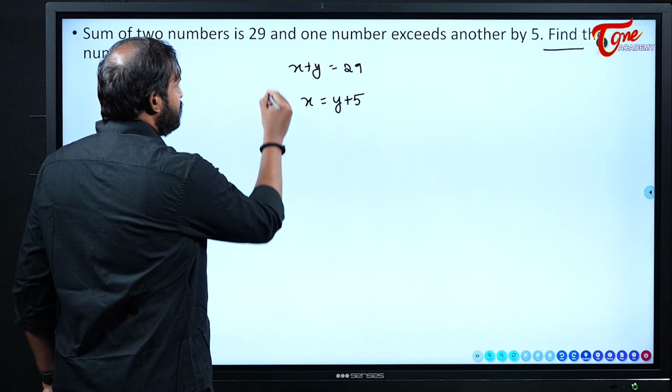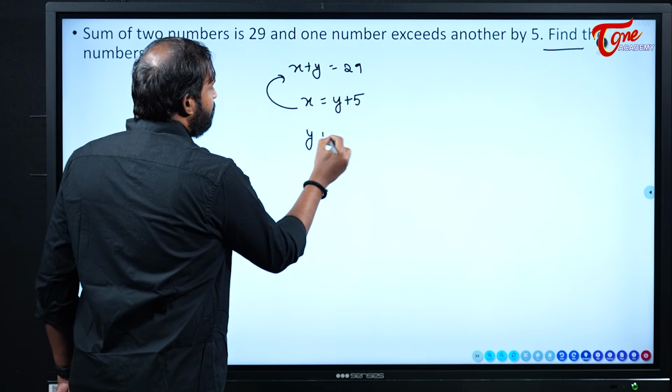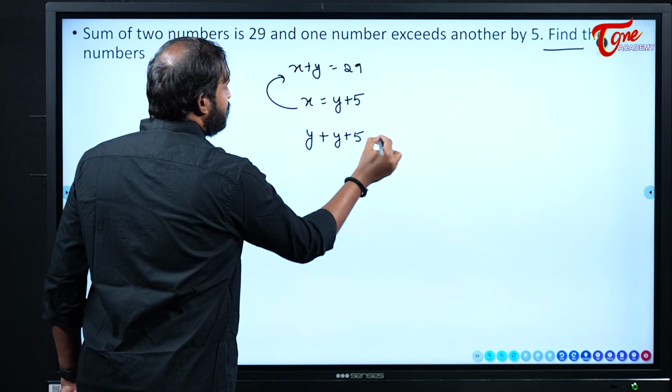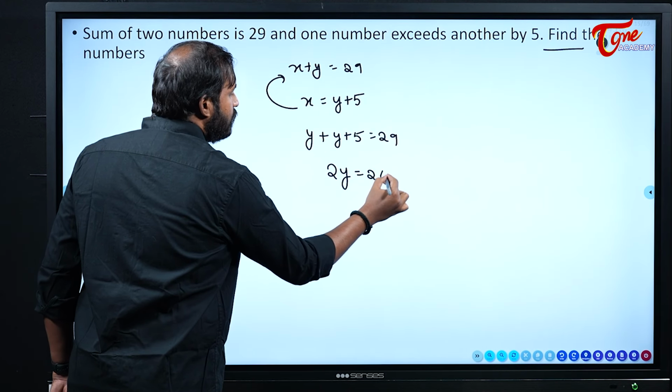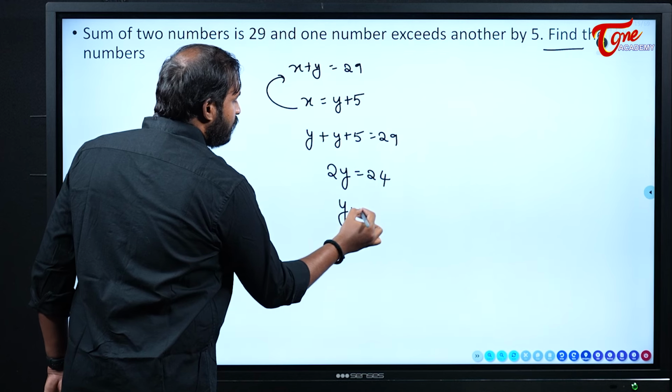Now, I will substitute in this. Y plus 5 plus y is equal to 29. From this, 2y is equal to 24. So, y value becomes what for me? 12.